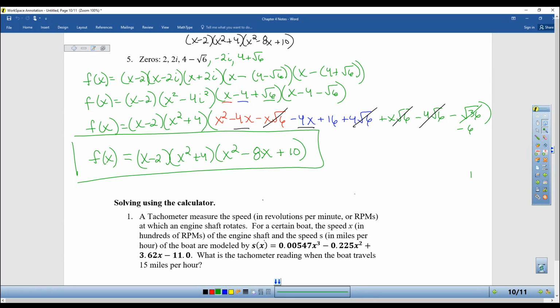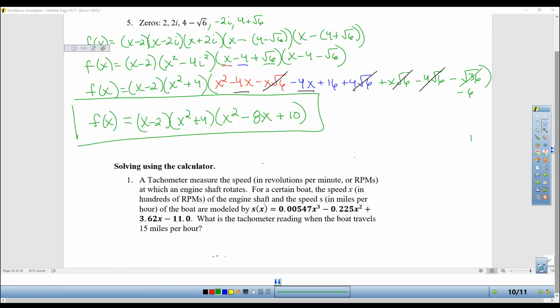Solving using the calculator. So I am going to read it before I move to the calculator. A tachometer measures the speed in revolutions per minute, or RPMs, at which an engine shaft rotates. Some of you might have a tachometer in your car. Instead of a normal speedometer, or in addition to it, it'll have numbers like 1, 2, 3, but they're actually 1,000, 2,000, 3,000. And it's RPMs, the revolutions every minute that the car engine is rotating.